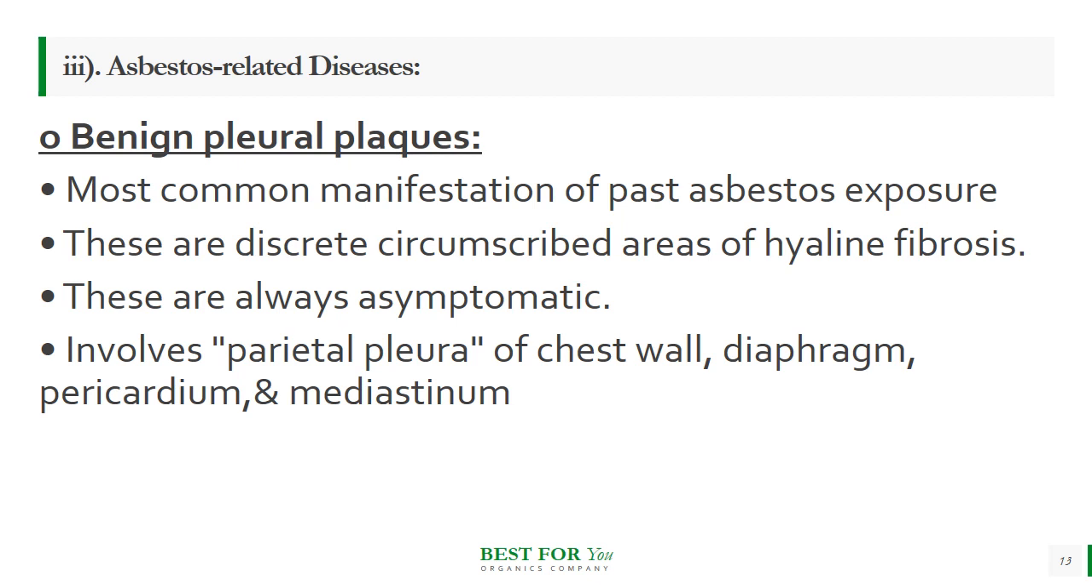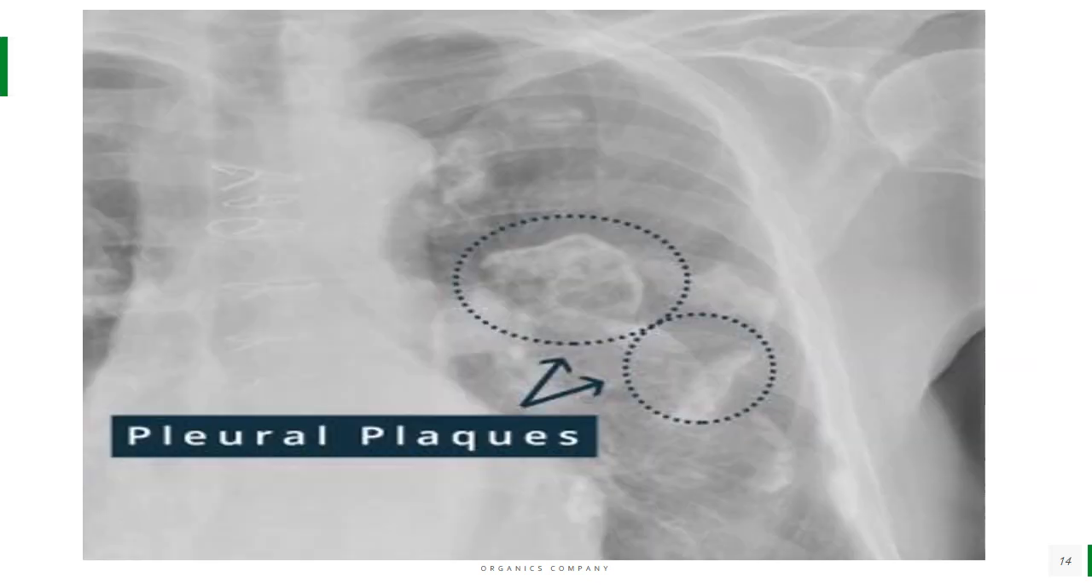So the first disease I'll discuss which is related to asbestos is benign pleural plaques. It is the most common manifestation of past asbestos exposure. There will be discrete circumscribed areas of hyaline fibrosis, and they are always asymptomatic. It involves parietal pleura of the chest wall, diaphragm, pericardium and mediastinum. You can see pleural plaques, and these are mostly asymptomatic.